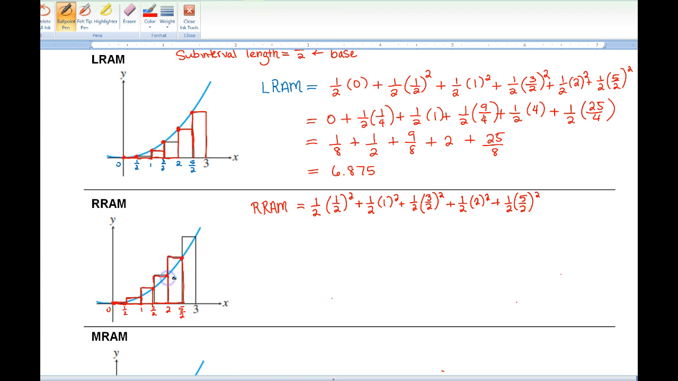So that would be this rectangle. And finally, the last one goes from 5/2 to 3. So 3 is going to determine the height of that rectangle. If you look closely, LRAM and RRAM are pretty much the same, except the first one and the last one. Basically, RRAM skips the first rectangle that we had in LRAM, and LRAM skips the last one that we had for RRAM.